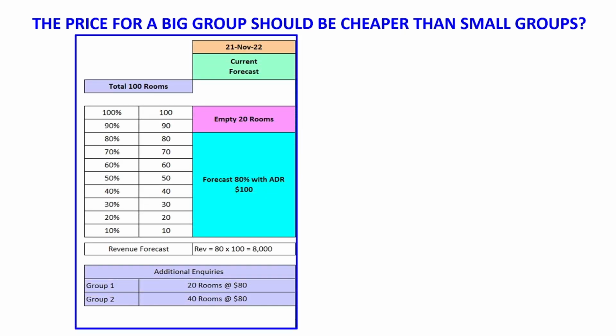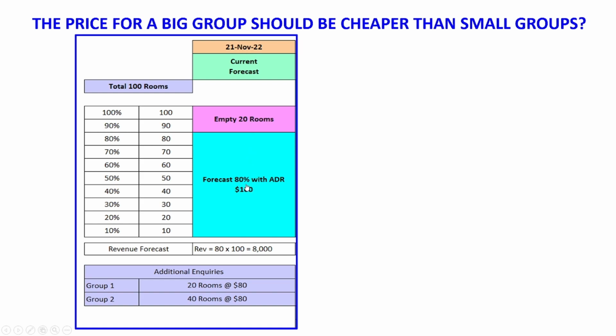So here is the scenario. The hotel has 100 rooms. The current forecast for the 21st of November is 80% occupancy at an ADR of $100. So this is our current forecast for 21st November.